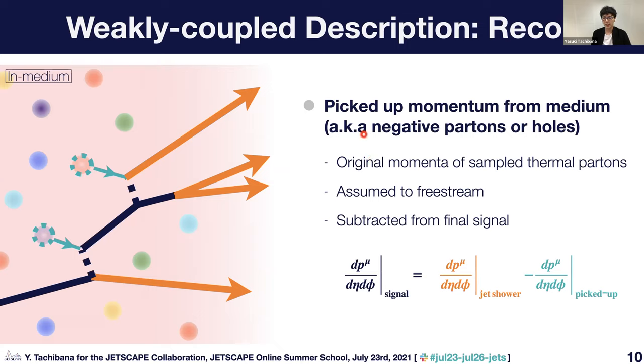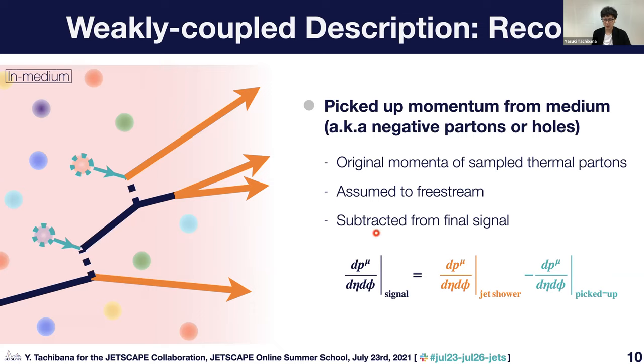They are sometimes called negative partons or holes. I call partons picked up and sampled in the medium, with their original momentum before the scattering, negative partons or holes. We assume those particles free stream in the medium, and then in the end, to have energy momentum conservation, we subtract the energy and momentum of those particles from the final state signal.